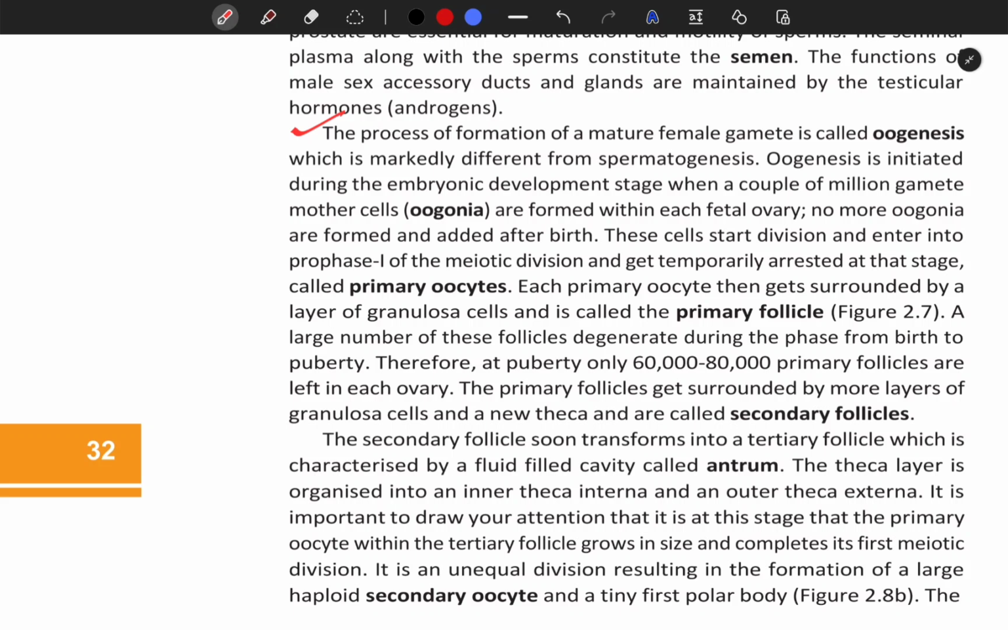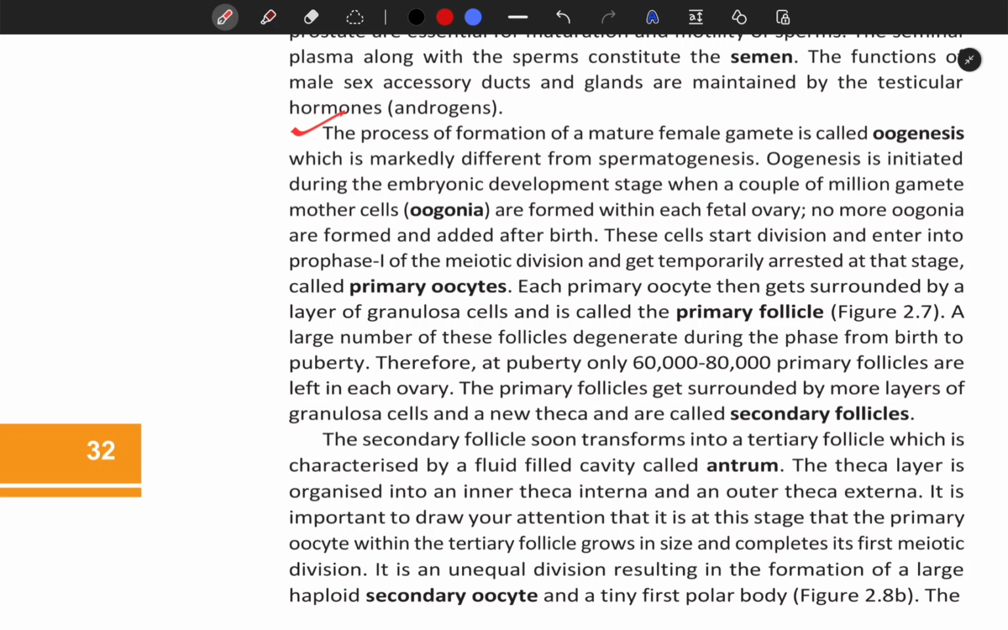These cells start division and enter into the prophase 1 of meiotic division and get temporarily arrested at that stage, called primary oocytes. Each primary oocyte then gets surrounded by a layer of granulosa cells and is called a primary follicle. A large number of these follicles degenerate during the phase from birth to puberty. Therefore, at puberty, only 60,000 to 80,000 primary follicles are left in each ovary.